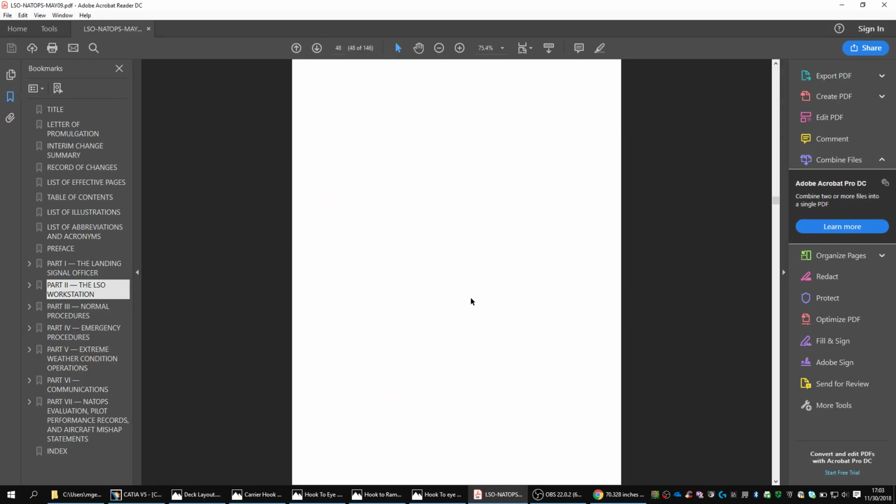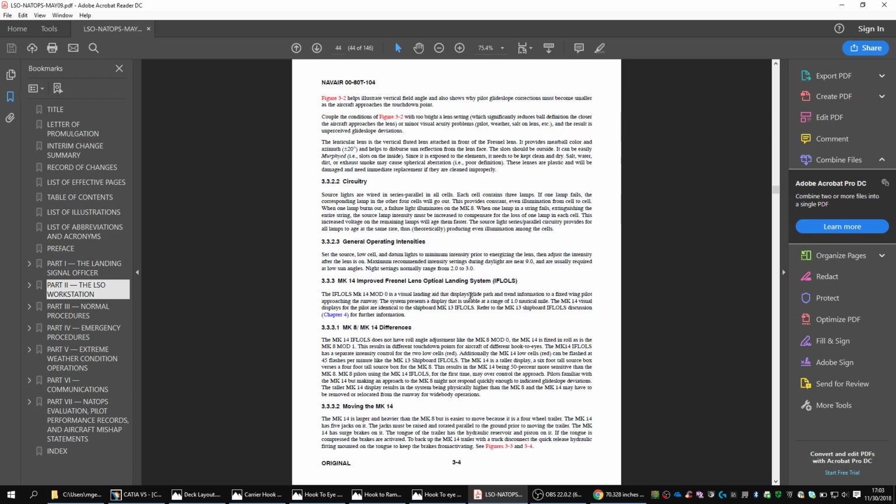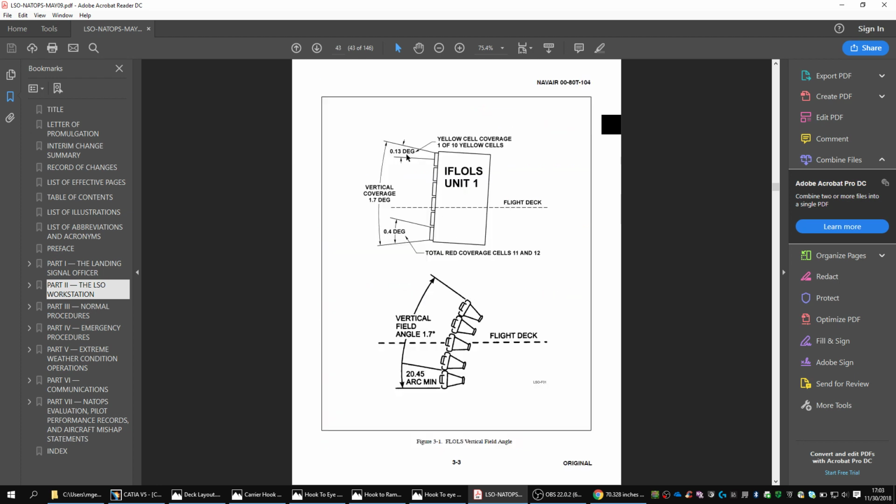And you're like, why are you caring about such small angular difference? Well, it's because each light is a small angular difference. The first 10 cells here are the amber ones, the bottom 2 are the red. So 0.13 times 10 is 1.3, and 0.4, you get 1.7.